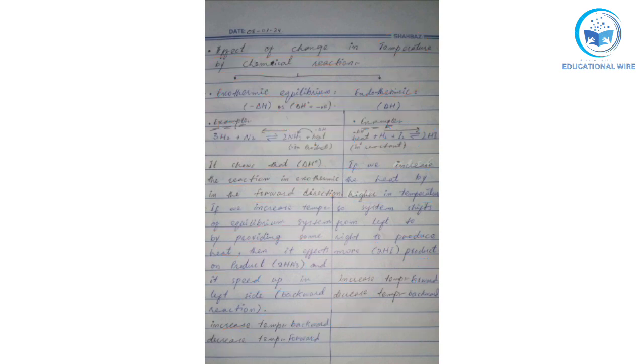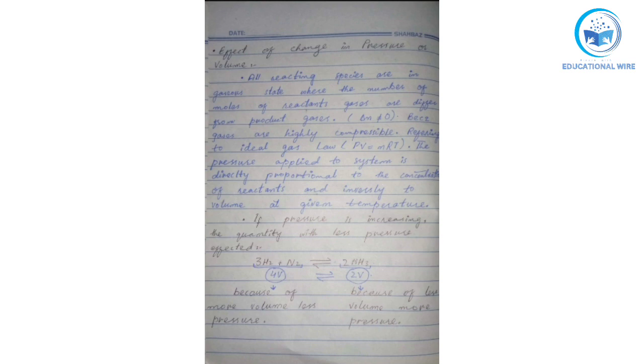Okay, let's move to another topic. Here we have the effect of change in pressure or volume. How does changing pressure or volume affect a chemical reaction? Here I have written a statement: all reacting species are in the gaseous state, where the number of moles of reactant gases is different from the number of moles of products. So delta n, the change in number of moles, is not equal to 0.